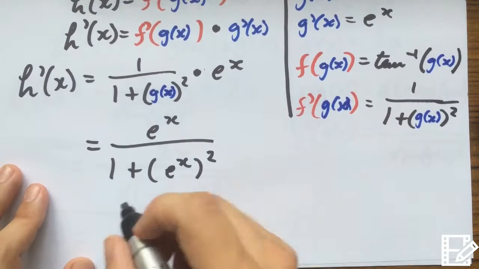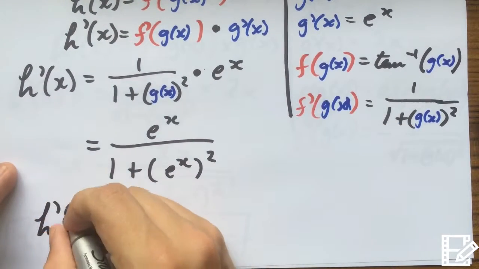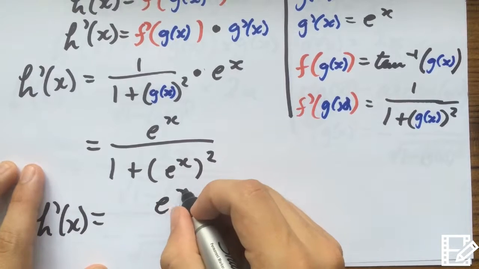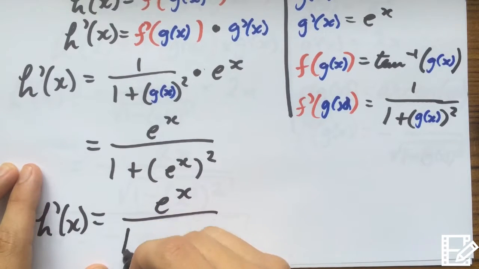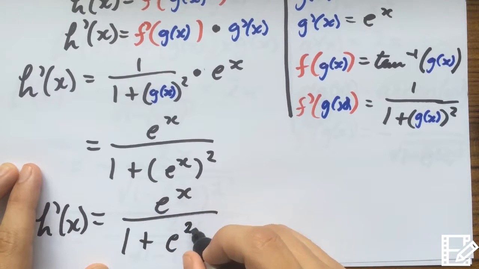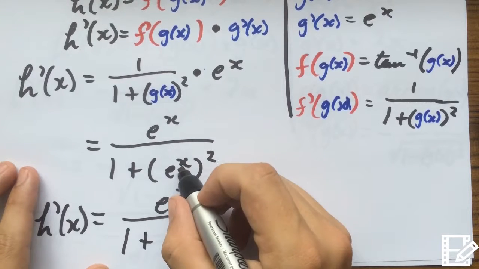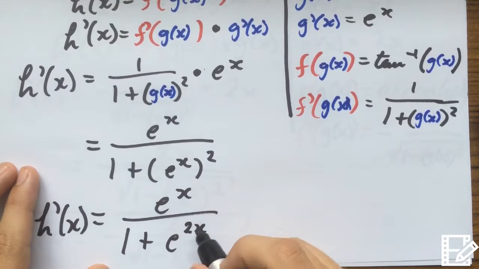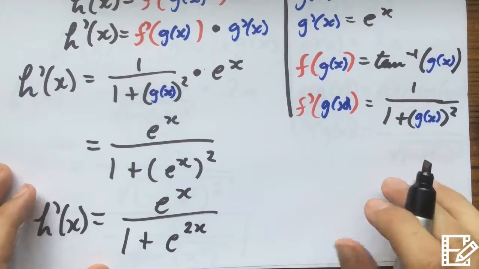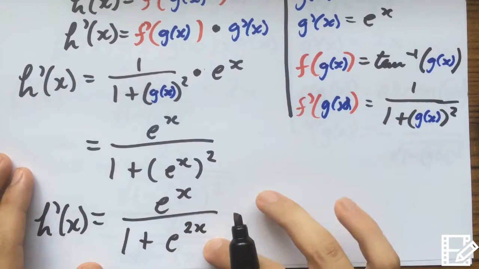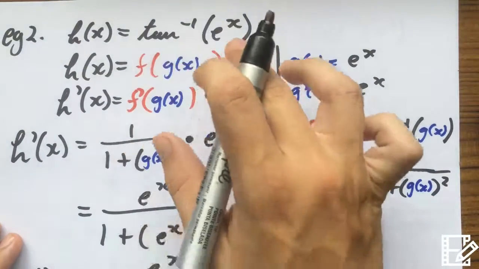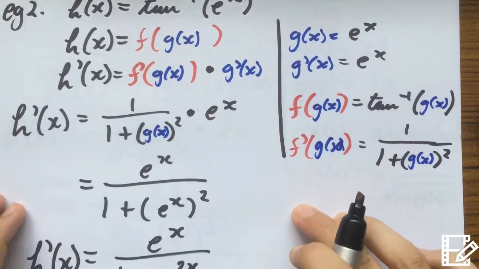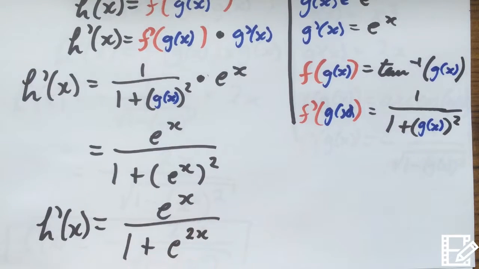Now, I'm going to simplify this. We're going to have e to the power of x over 1 plus e to the power of 2x, because e to the power of x squared is e to the 2x. That here is the derivative of the inverse tangent of e to the power of x. I hope you learnt something, and thanks for watching, and have a good day.